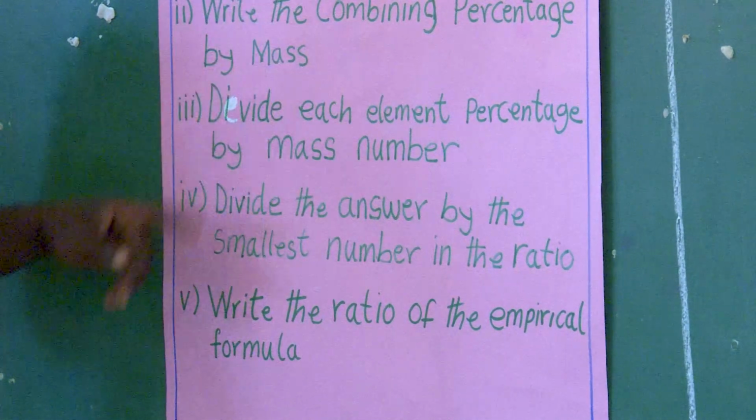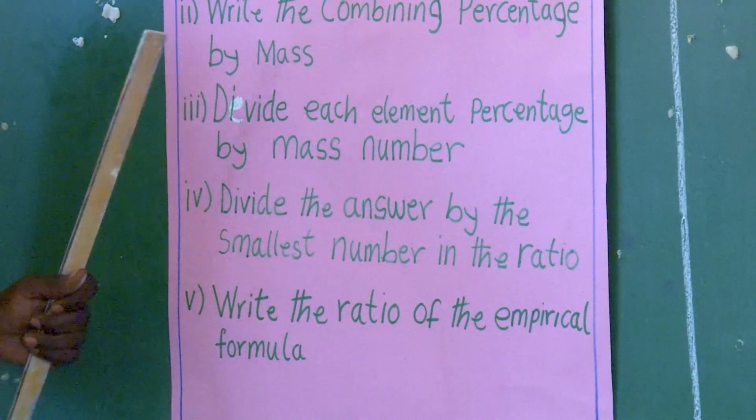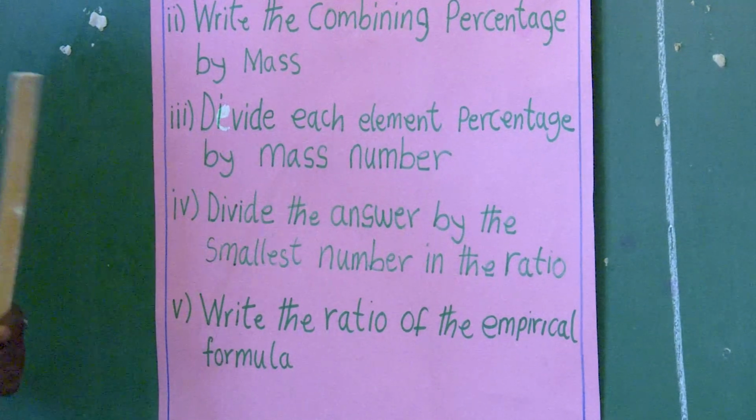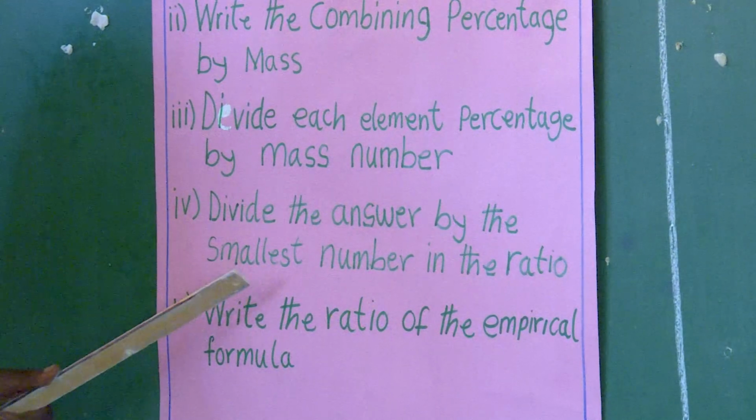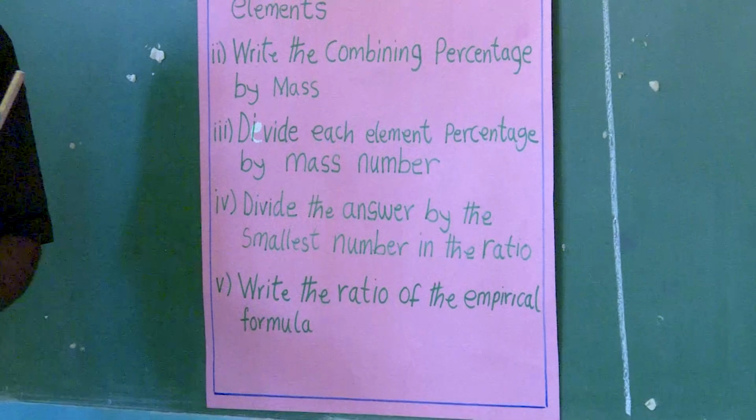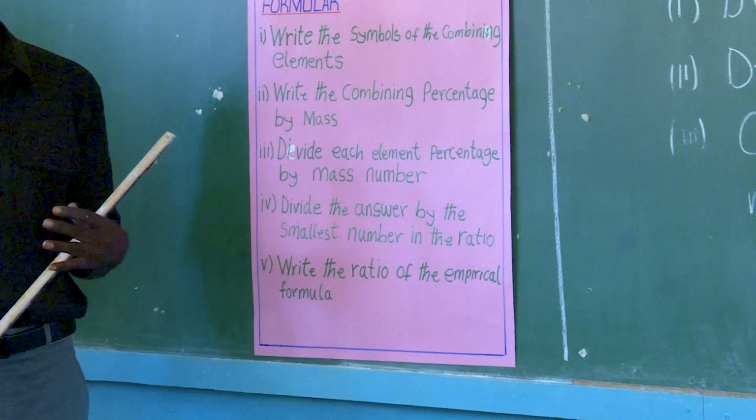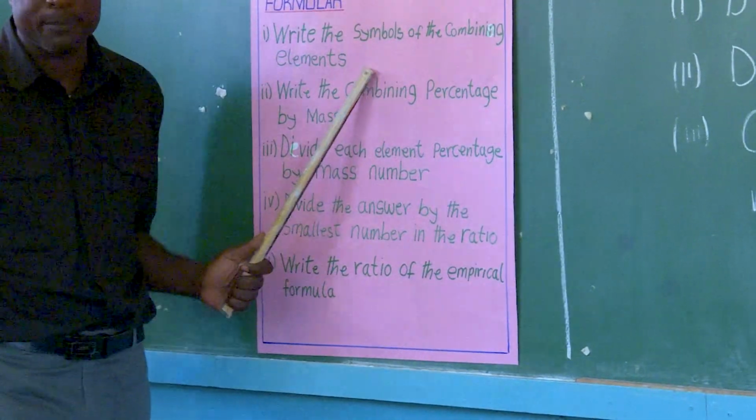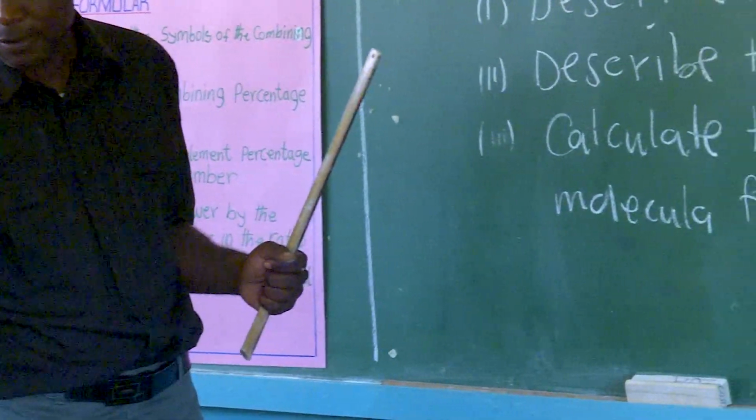Write the symbols of the combining elements. Write the combining percentage by mass. Divide each element percentage by mass number. Then divide the answer by the smallest number in the ratio. And finally, you write down the formula of the compound given. Are we okay? Yes. Let's look at an example on finding the empirical formula.